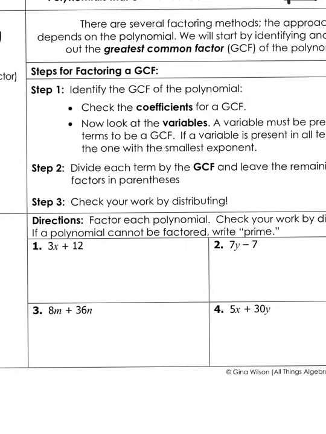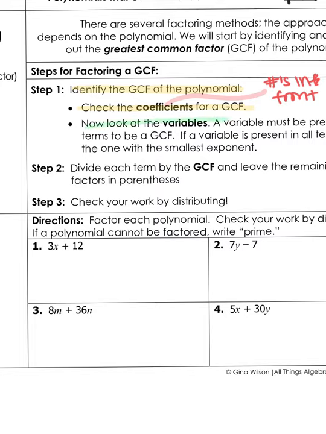First, identify the greatest common factor of the polynomial, kind of like I did in that little example to start. So first check the coefficients. Remember, that's the numbers out front, the numbers in front of the variables. Then look at the variables.